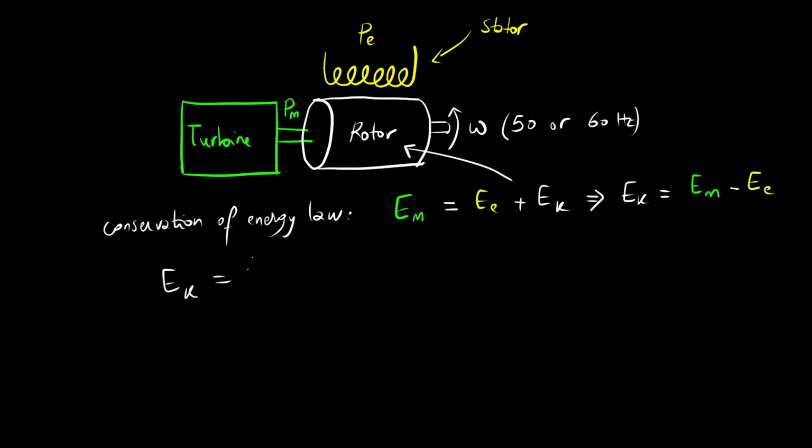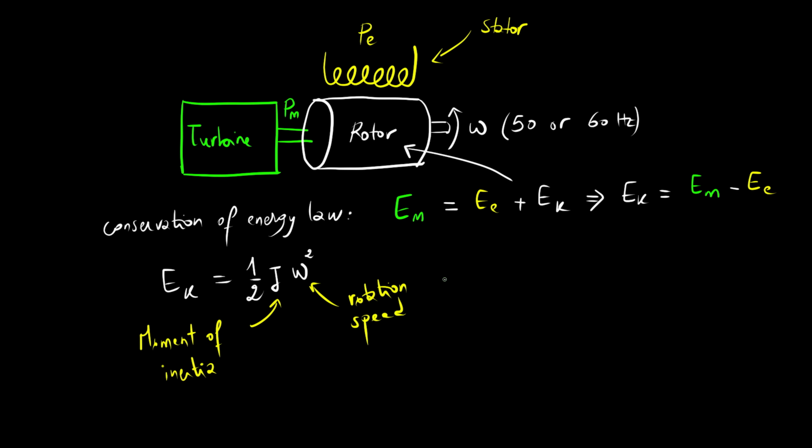Kinetic energy in the rotor is given by 1/2 times moment of inertia times rotational speed squared. The moment of inertia reflects how much mass is in the rotor and how that mass is distributed around its axis. At the same speed, a heavier rotor with mass further away from its axis stores more kinetic energy.